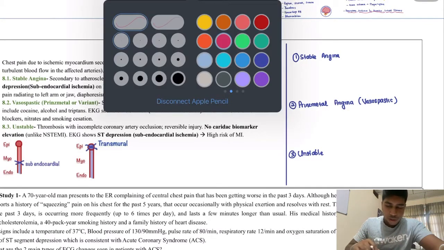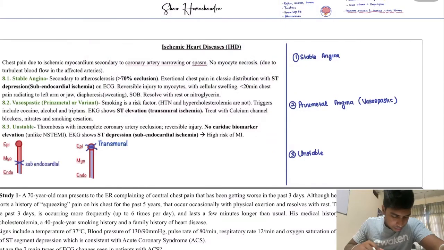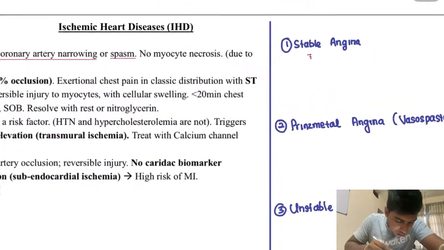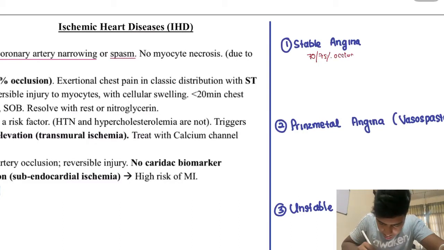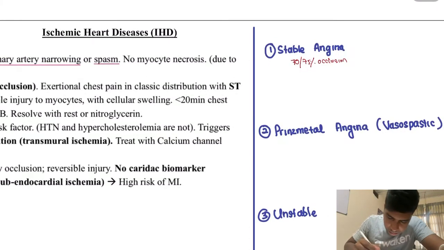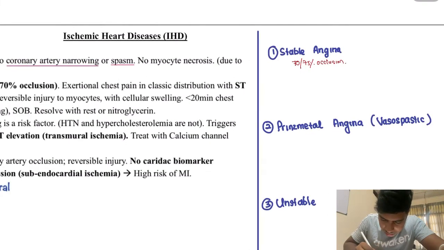Next, I will go in order. Stable angina. This is secondary to atherosclerosis, what I explained above. So what happens here is there is going to be more than 70% occlusion. 70-75% occlusion.